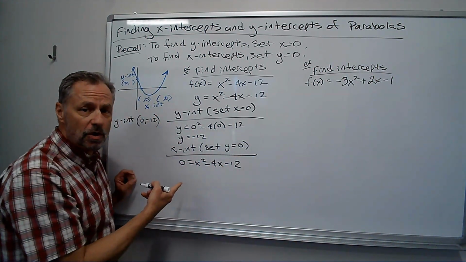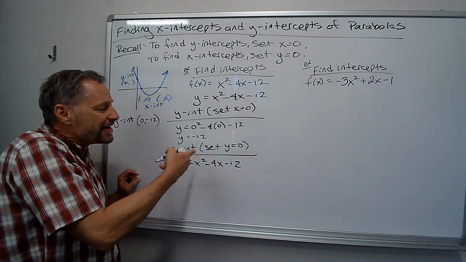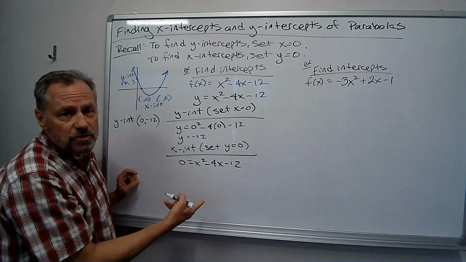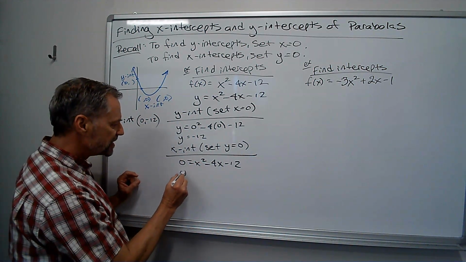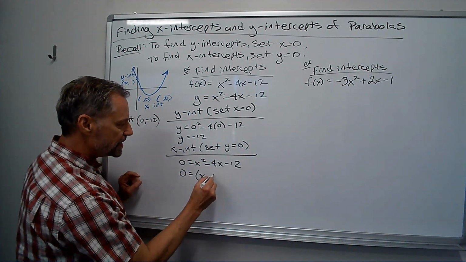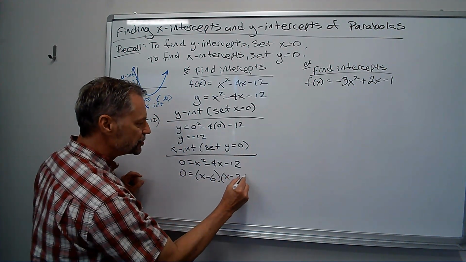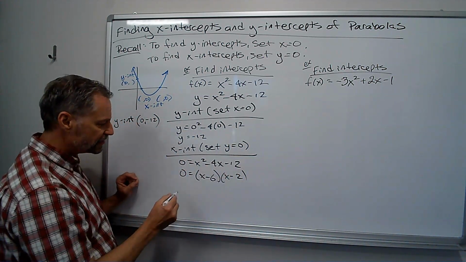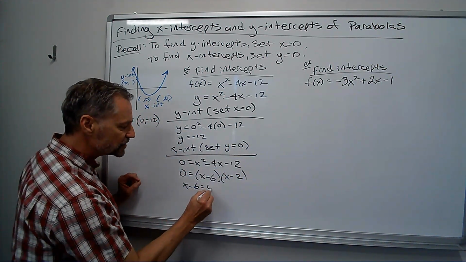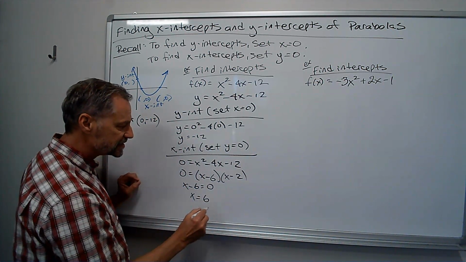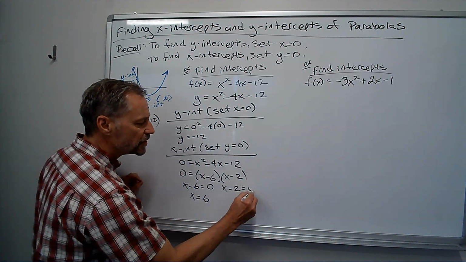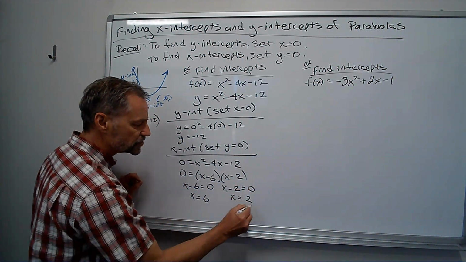And I'm just solving a quadratic equation. If I can't factor this, or if I don't know how, I'll use the quadratic formula. This does factor nicely. It's x minus 6, x minus 2. Those multiply to negative 12 and add to negative 4. So I get x minus 6 equals 0, or add 6 to both sides, x equals 6. x minus 2 equals 0, add 2, x equals 2.